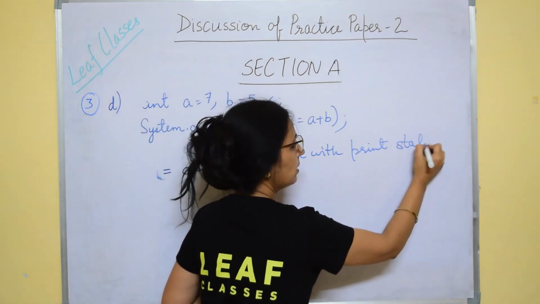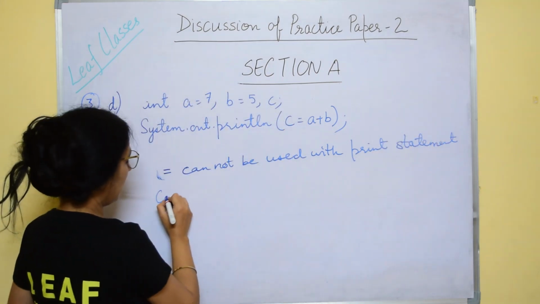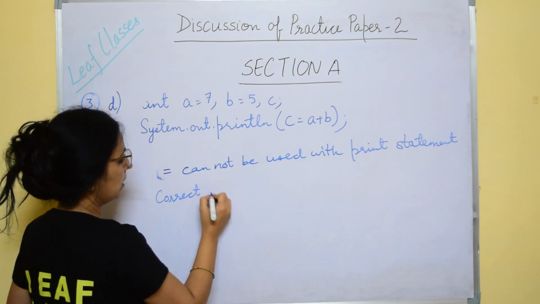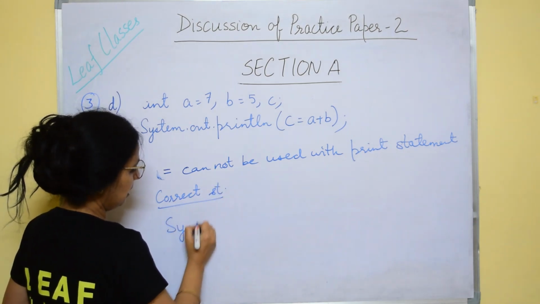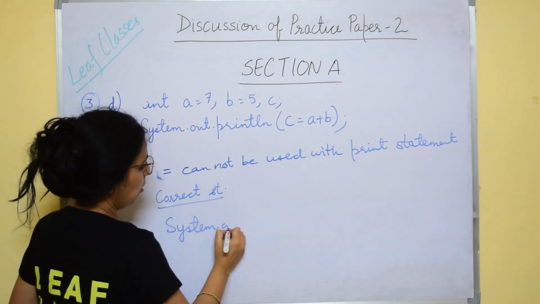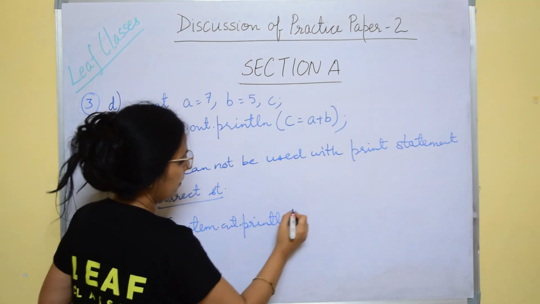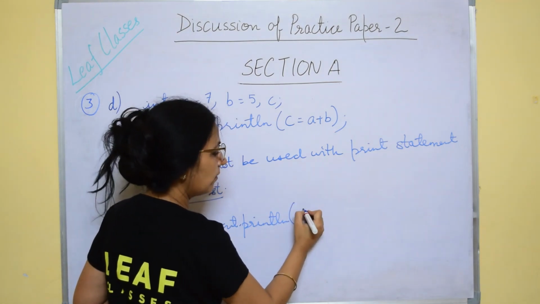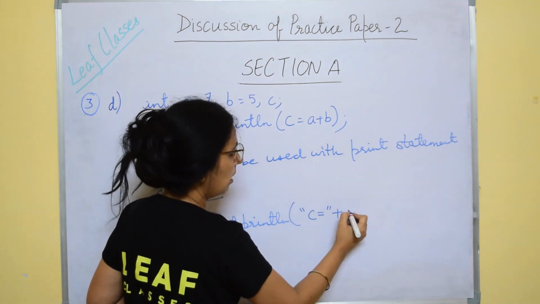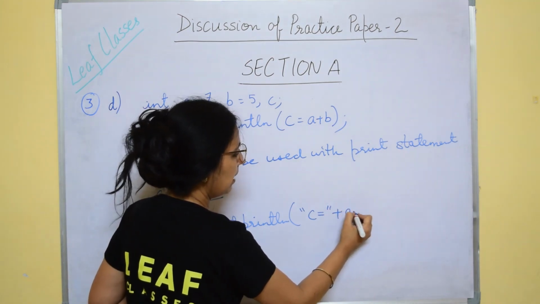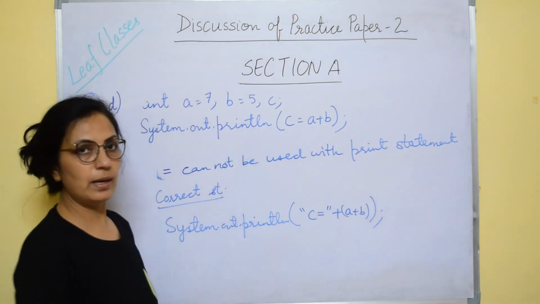You can mention the error like this and then you can write the corrected statement, and here you can give the statement System.out.println. If you want to give c, you can say c = a + b in bracket. Like this it will work.